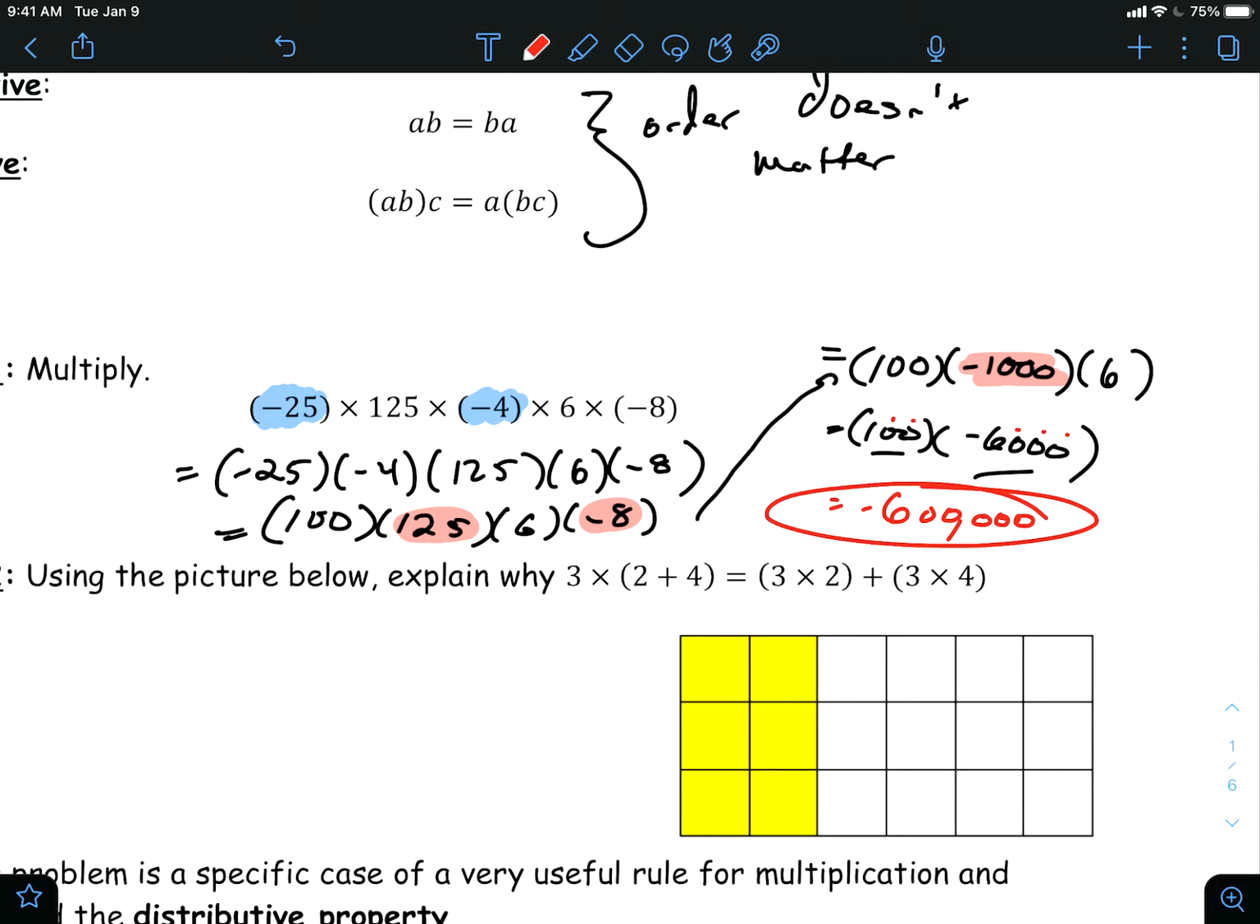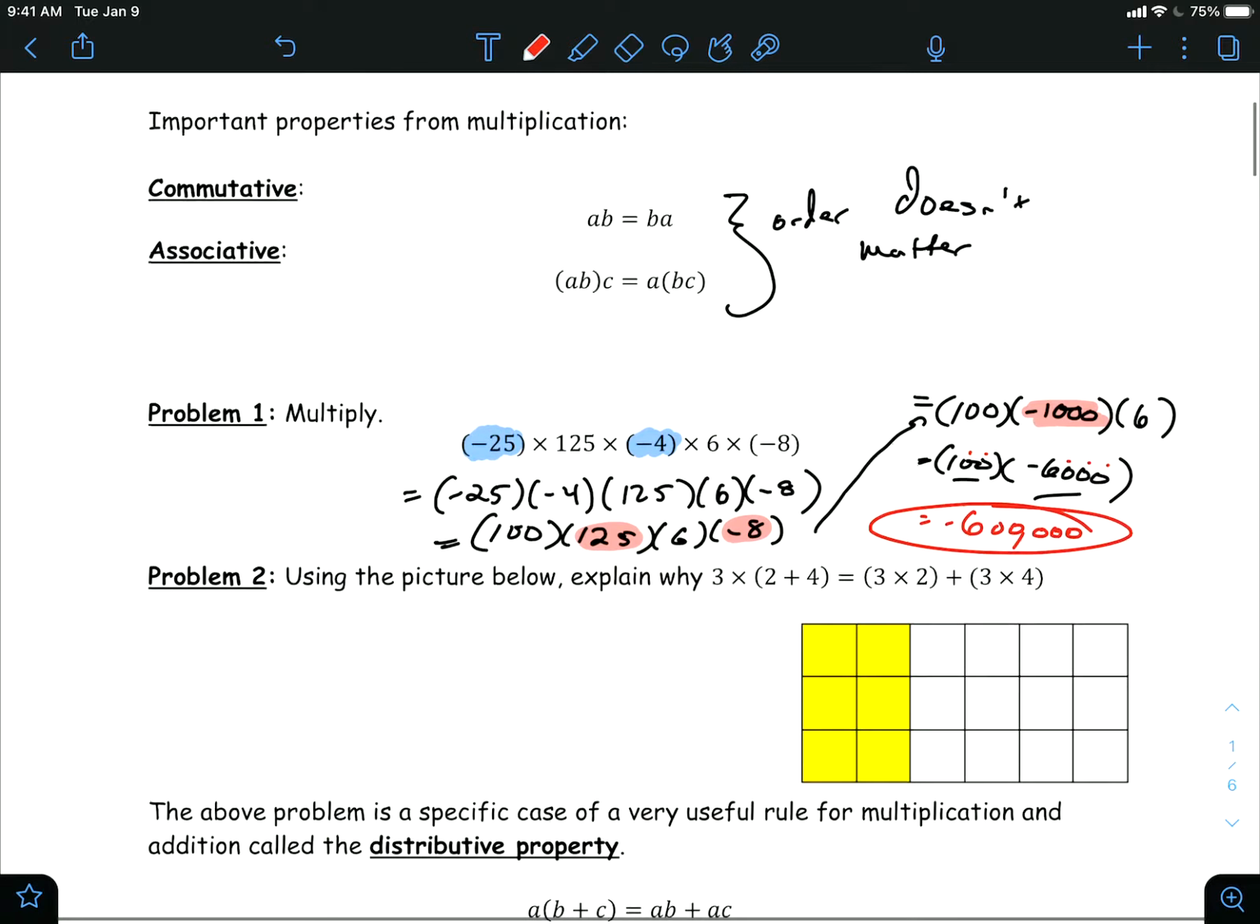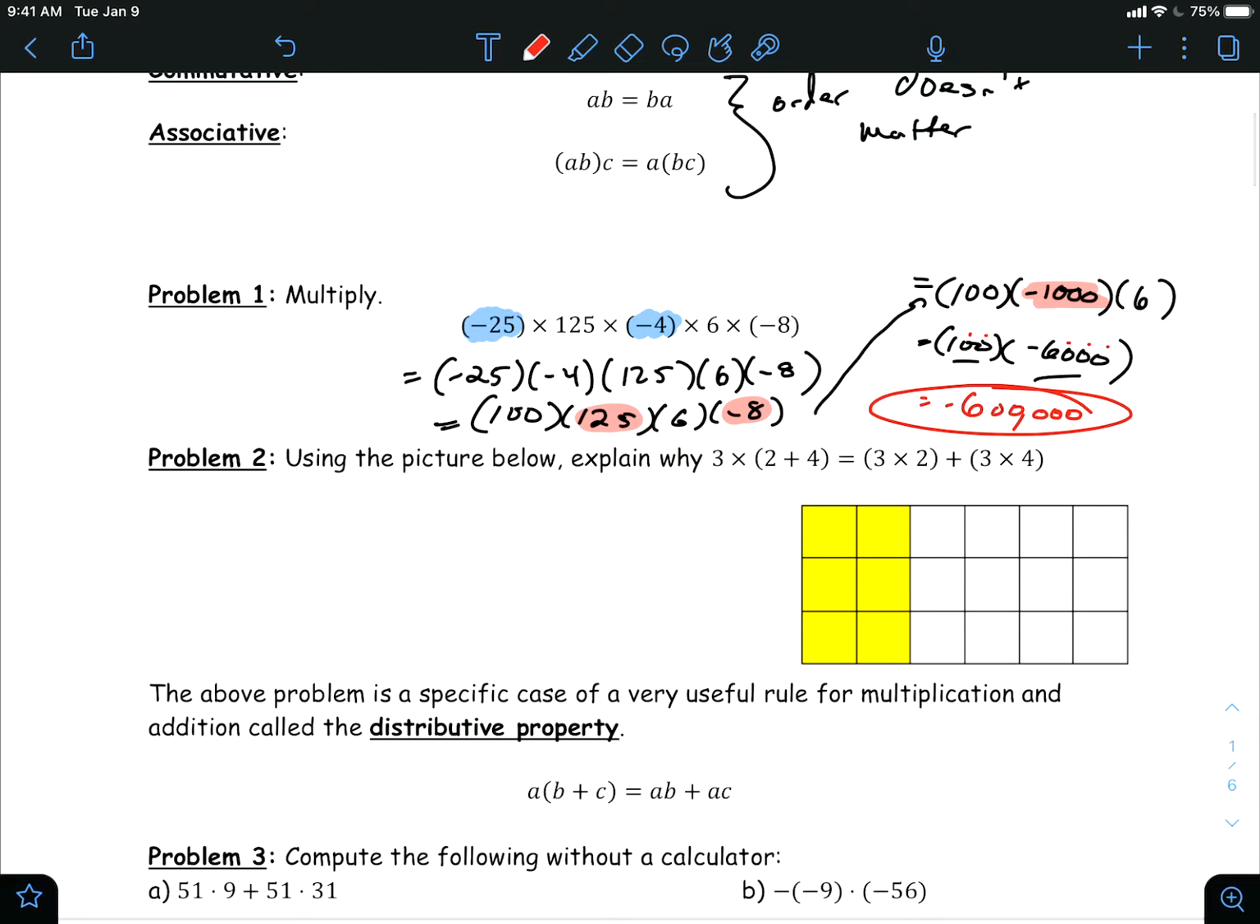Okay, so now we're just going to take a look at a couple different variations of the same thing. Using the picture below, we're going to try and explain why these two things are the same. And then we're going to use that property down in problem 3 to help us. Mr. Poling was kind of nice when he made this question. It took me a sec to figure it out, but he's kind of nice in the way that he's done this.